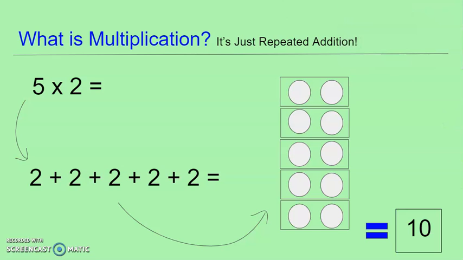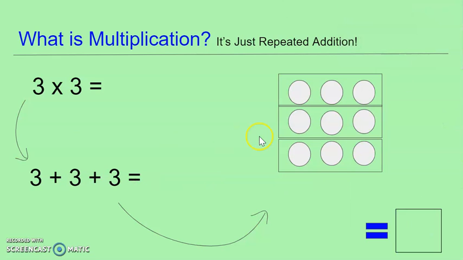All right, let's try one more. This time it's 3 times 3, or 3 groups of 3. So 3 groups of 3 is the same as 3 plus 3 plus 3. There are 3 groups, and each group has 3 in it. We count up each one: 1, 2, 3, 4, 5, 6, 7, 8, 9. And 3 times 3, or 3 groups of 3, the answer is 9.